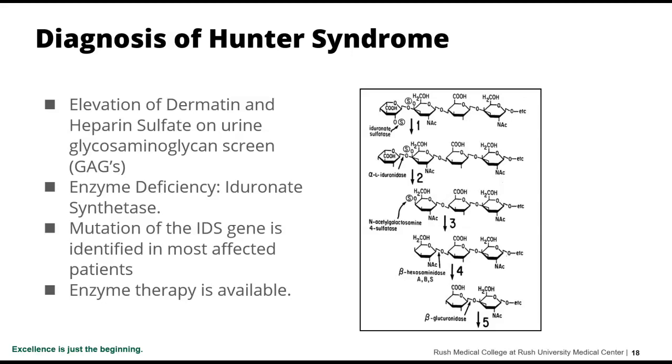Diagnosis, elevation of dermatan sulfate and heparan sulfate, same as Hurler syndrome. Enzyme deficiency, iduronate sulfatase. Mutation of the IDS gene is identified in most patients, and enzyme therapy is also available. So here was the problem in Hurler syndrome. Here, this first step is the issue with Hunter syndrome.